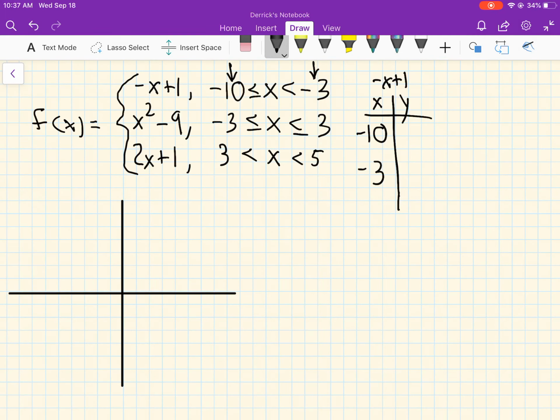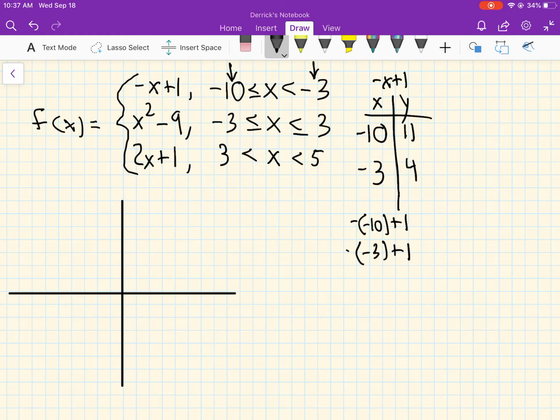So if I plug in -10, well, that'd be a negative x, so it'd be the negative of -10 plus 1. Well, double negative would give you a positive 10, plus 1 would give you 11. -3 is somewhat the same idea. It'd be the negative of -3 plus 1. So, double negative would cancel out to just 3 plus 1, which would give you 4.